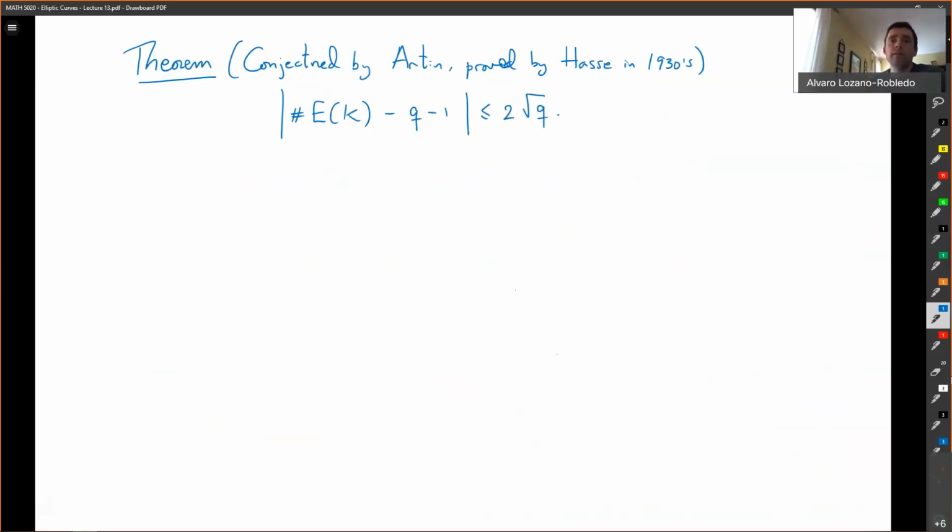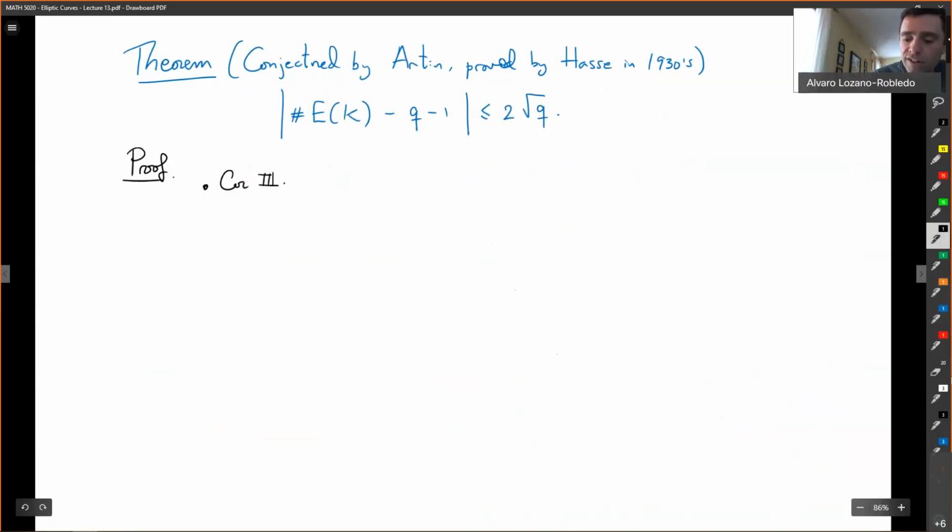Okay, which is significantly smaller than q. Okay, so here's a proof, and I have not proved all the pieces that we need for this, but I'm just going to call in some of the things that we actually need from chapter 3 to prove this. So the first ingredient appears in the corollary in chapter 3.6.3, and is the following.